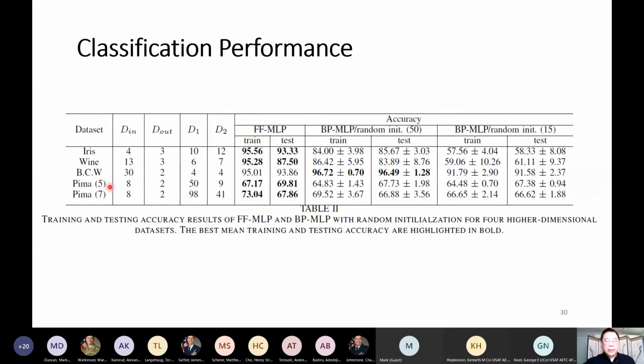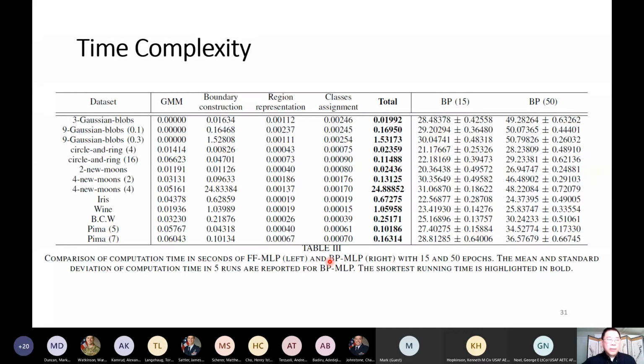And this shows the Gaussian blob data. You use five Gaussian components or seven Gaussian components. In this case, it is still very close to the best. So it means it works in practical cases, even when you do the V4 MLP, the architecture design, and the weight selection. And finally, I want to show you the time complexity.